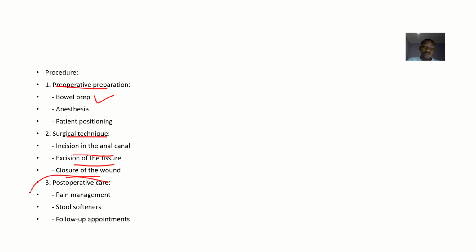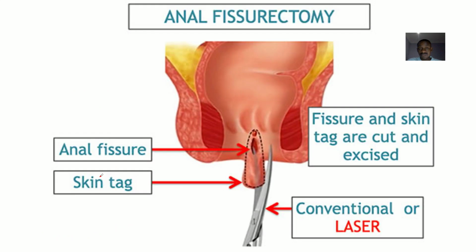Then post-operative care, you are managing pain, and you tell the patient to be taking stool softeners, which are medications that will help the stool to be soft, or you can just tell them to be eating roughages to make their stools soft. This is fissurectomy. This is an anal fissure, and they're excising the fissure out, to allow the body to heal back.